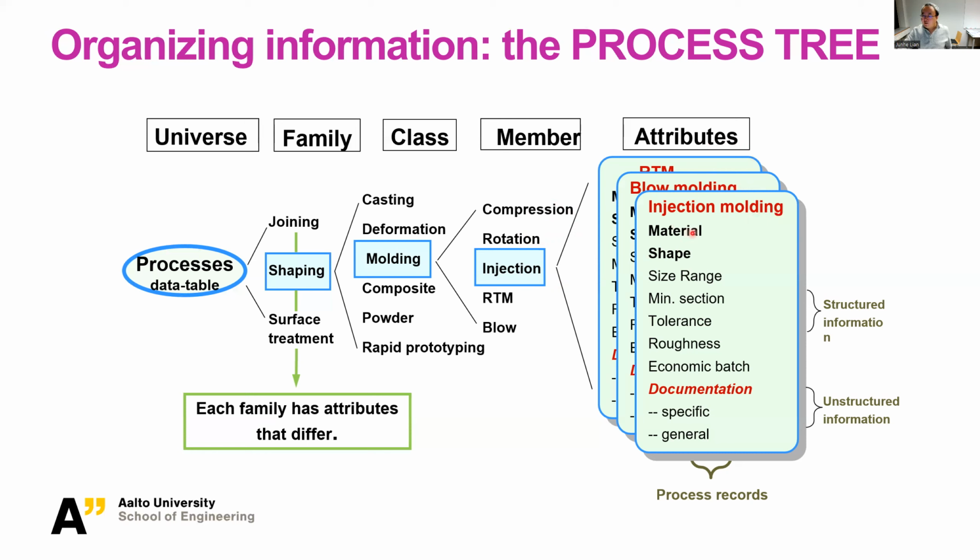If you go to injection in more detail, you will see the specific process attributes about injection molding: what kind of materials this could work with, what kind of shapes this molding could produce, the size range, minimum section, and so on. And you have this numeric structured information, and also documentation with unstructured information, exactly as we learned from the material tree. So I will not talk about all this in detail. And I think this is all for the process and eco impacts.